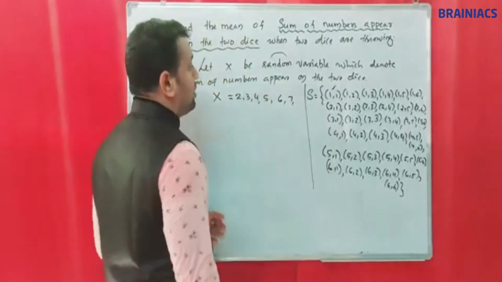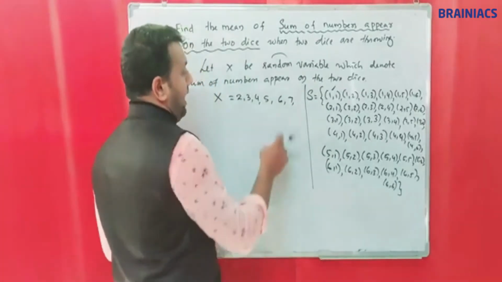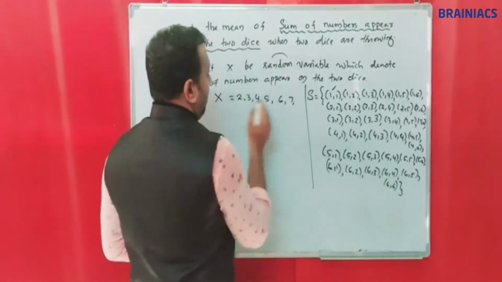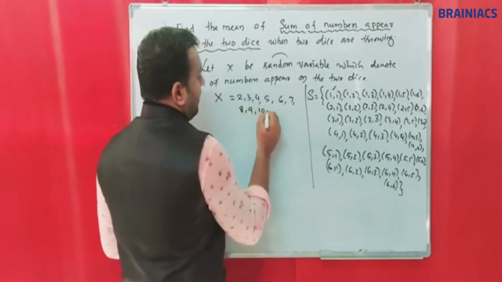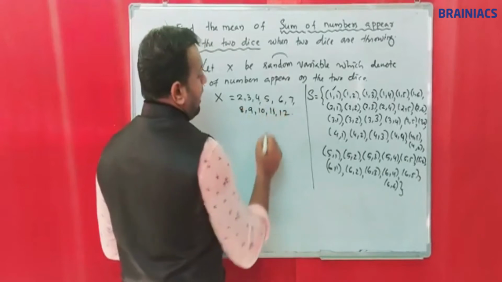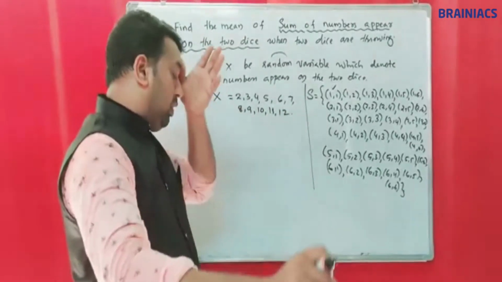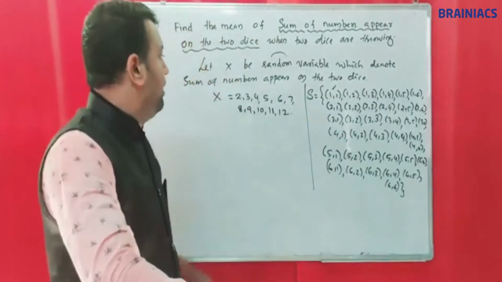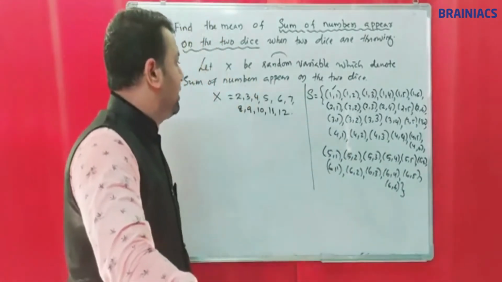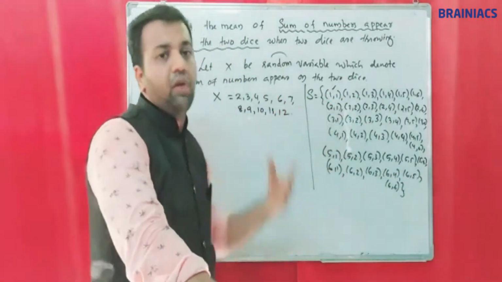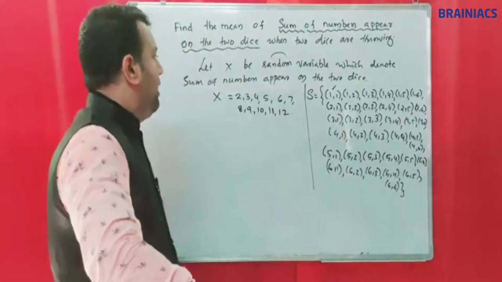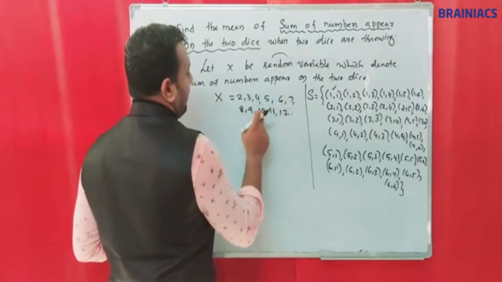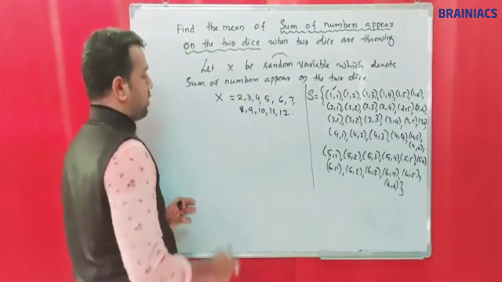So we have to write the sums from 2 to the last sum, 12: 8, 9, 10, 11, 12 as the respective sums. The first sum is 2 and the last sum is 12, and 3, 4, 5, 6, 7, 8, 9, 10, 11 are the respective sums of these outcomes. So x can take the values 2 to 12, that is 11 values.